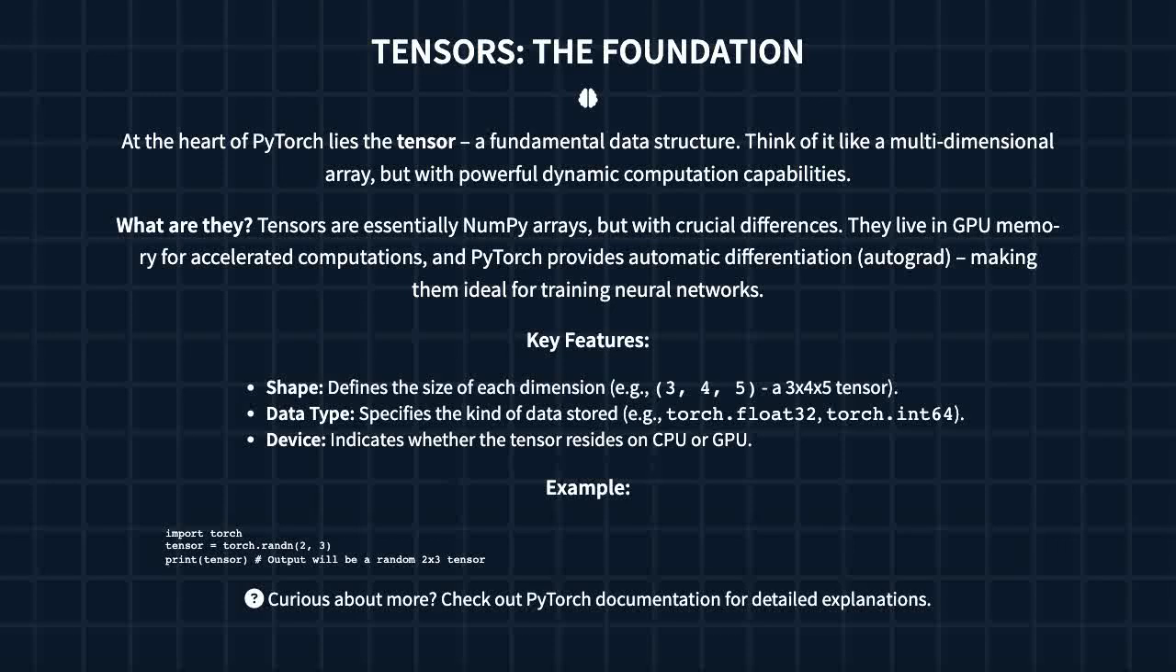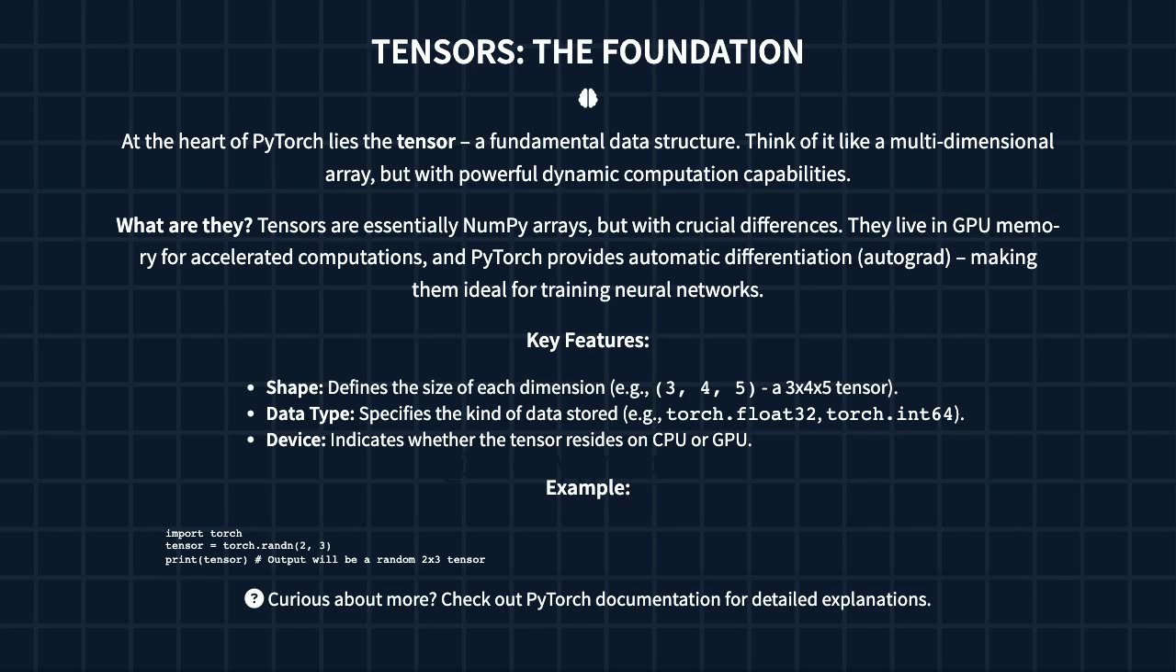in deployment. Okay, let's talk about tensors. They're the core building blocks of PyTorch. Think of them as multi-dimensional arrays, like spreadsheets, but incredibly flexible. What makes them special is that they live in GPU memory, and PyTorch can automatically calculate derivatives for you, making it perfect for training complex models. A tensor shape tells you how big it is, and its data type specifies the kind of information it holds, like numbers or text. You can create a tensor using functions like torch.rand, which generates random values.